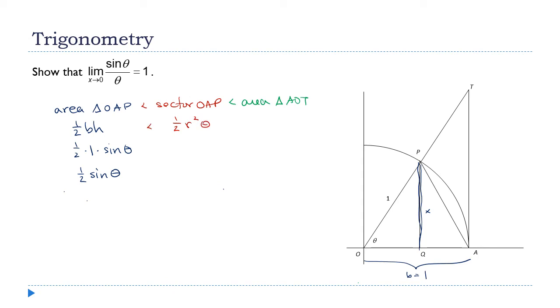But r, that's just 1. So this is 1/2 theta. And then finally, my triangle AOT. Well, this is also a right triangle, right? So the area is 1/2 the base times the height, right? Well, what do I have here? The base here is the same as the base of my other triangle. So this is 1/2. The base is 1.